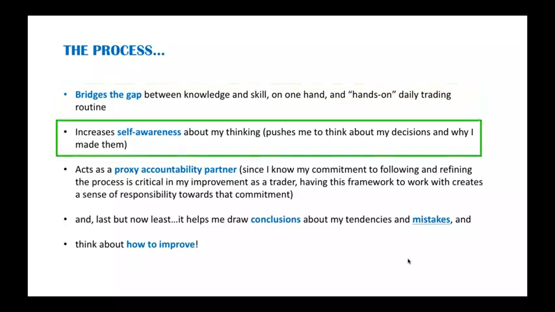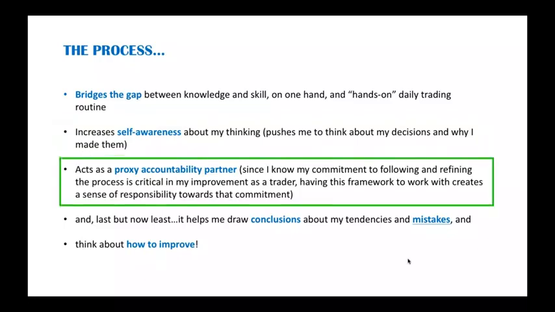Secondly, developing that structure is increasing my self-awareness about my thinking. It pushes me to think about my decisions and why I made them in a way that I probably wouldn't have done if that structure was not created.